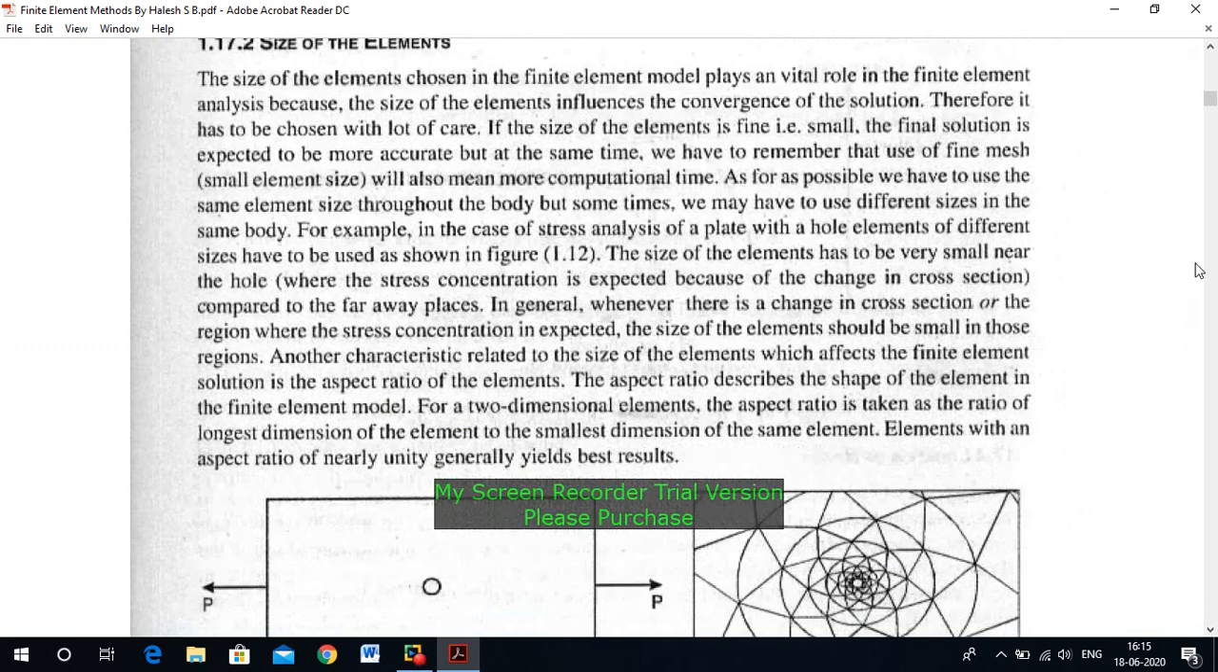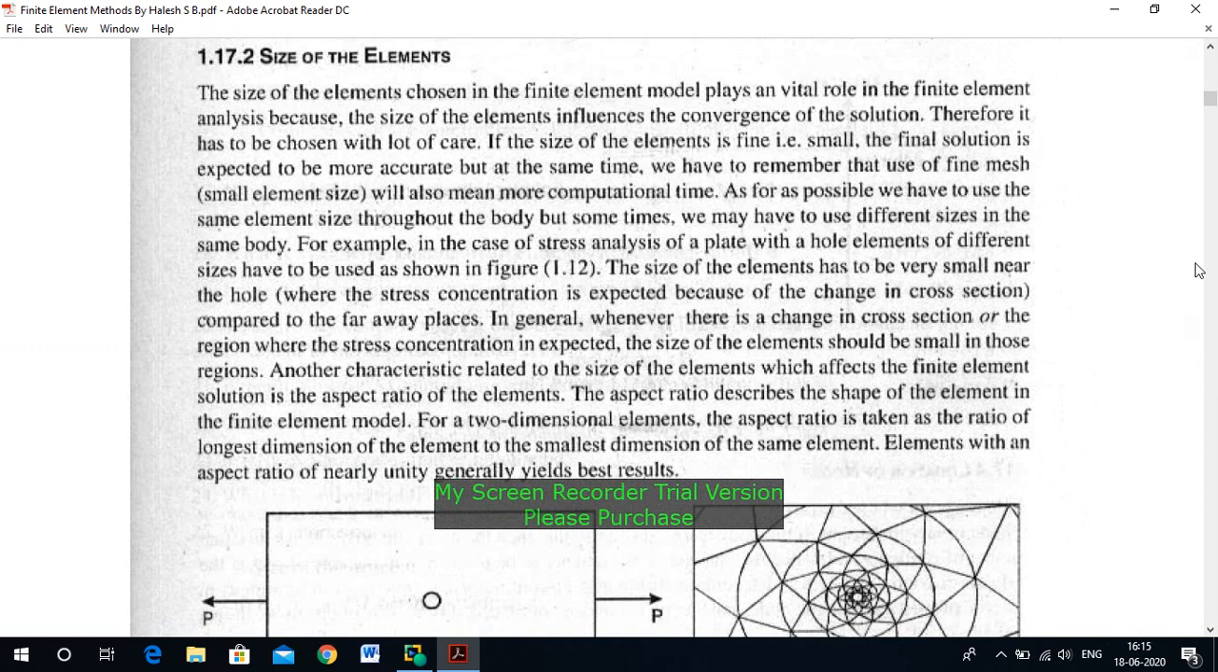Next, the size of an element is very important. The size of an element chosen in the finite element model plays a vital role in the finite element analysis, because the size of the elements influences the convergence of the solution. Therefore, it has to be chosen with a lot of care.